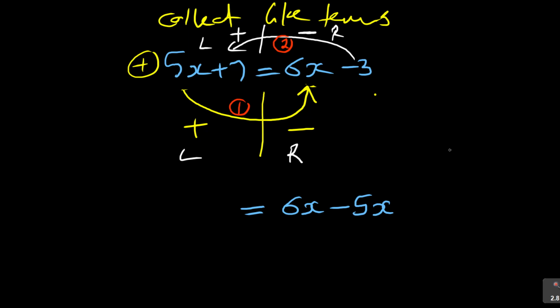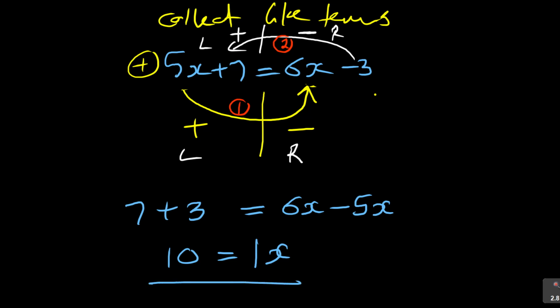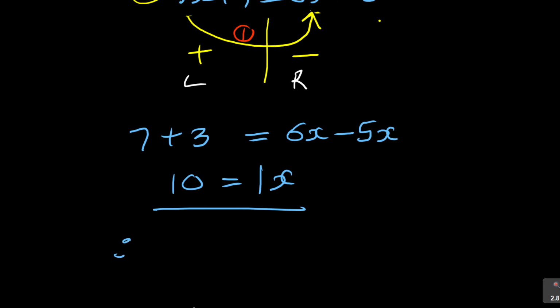But what about the left hand side? We said 7 remained, so 7 was there, but joined by 3, which was negative, now became positive 3. Do you see what's happening? Now you can conclude and say 7 plus 3, it's 10, is equal to 6x minus 5x. Don't worry, it's just 6 minus 5. Focus on those numbers. 6 minus 5, it's 1. 1x. So what is x? It means x is equal to 10. Therefore x is equal to 10.